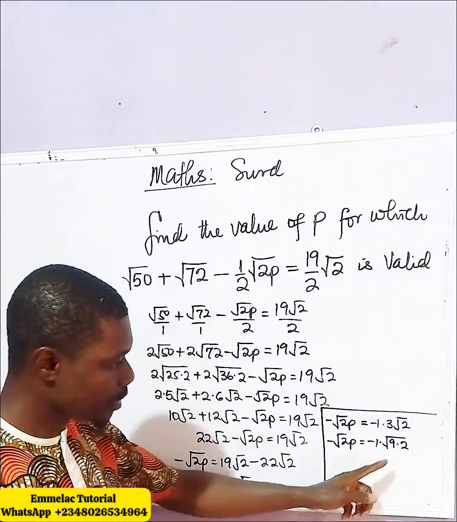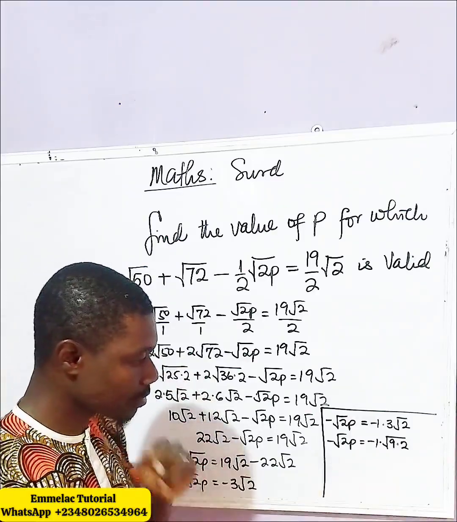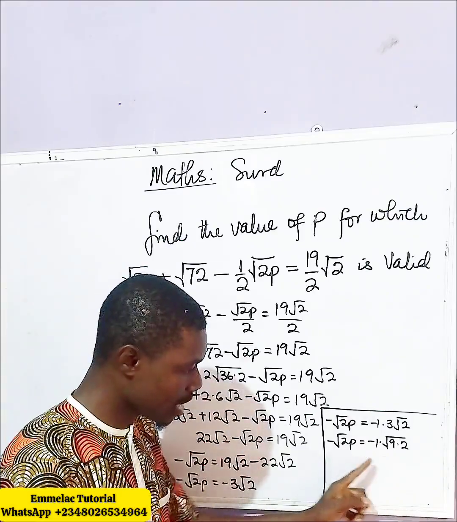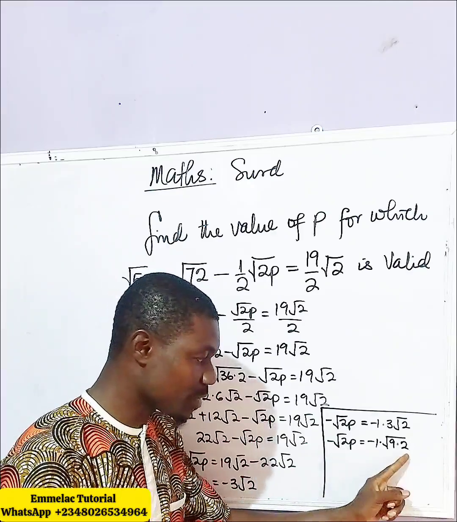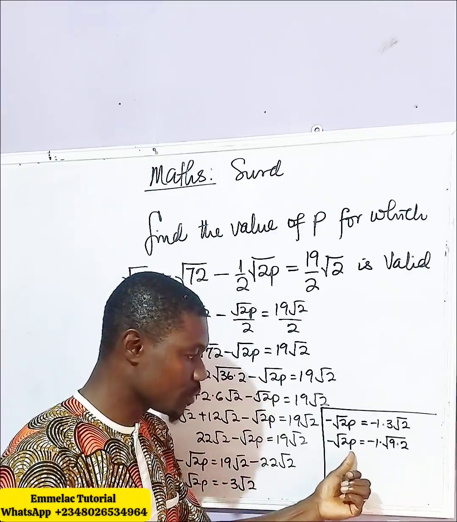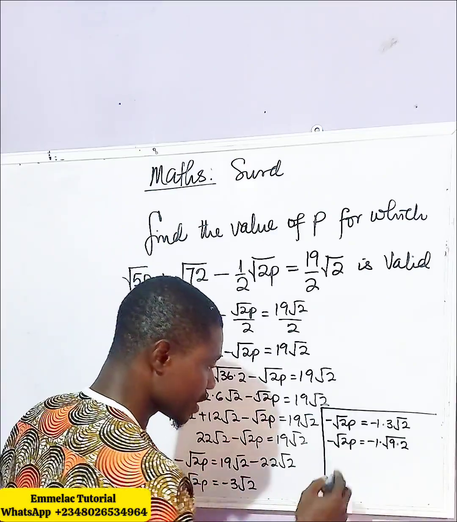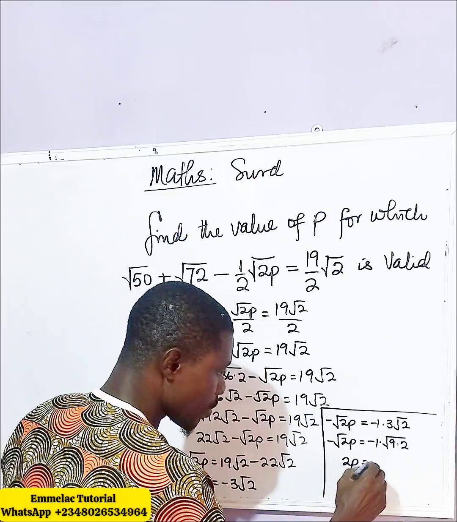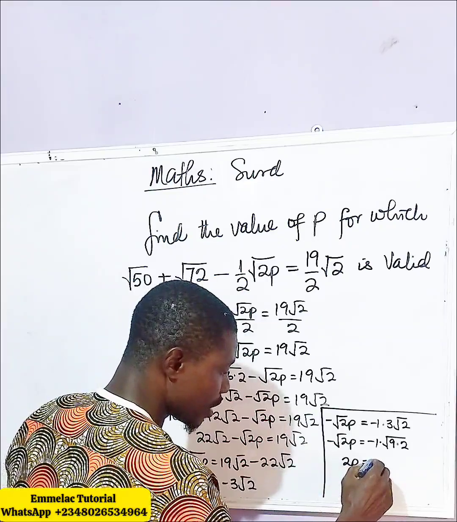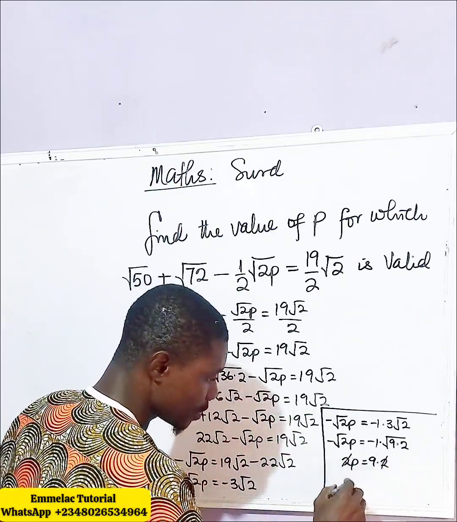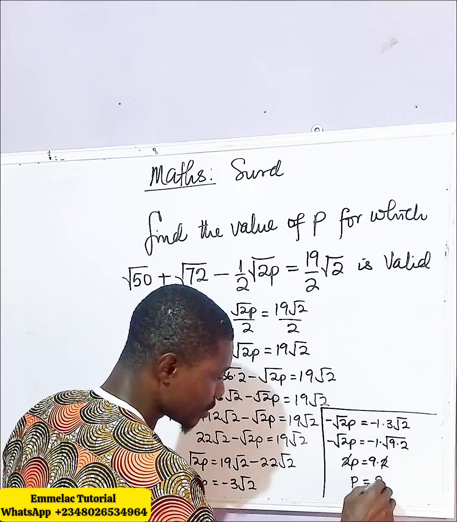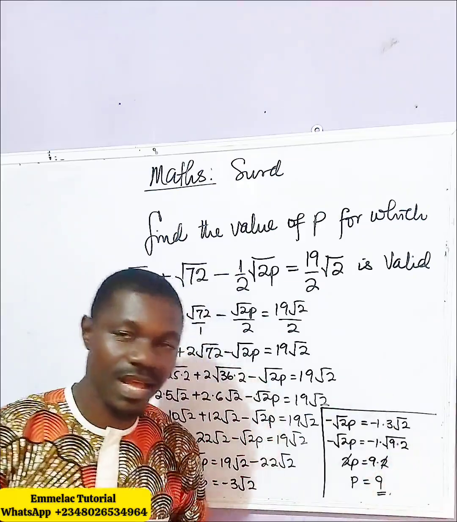So at this point, you can see this term here, 2, and this term here, 2. Now 2p, you can just do it like this: 2p equals 9 times 2. Eliminating 2, our p will give us 9 as the final answer.